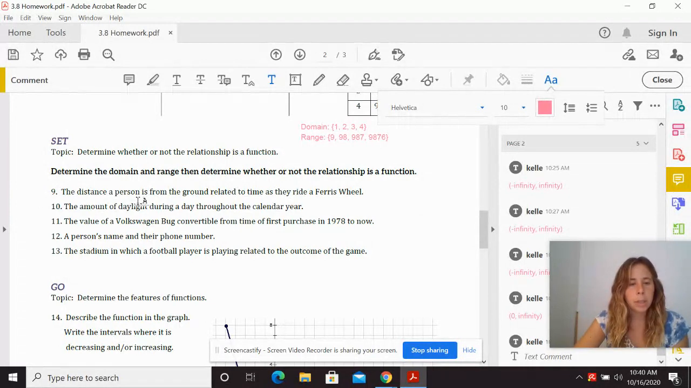So the distance a person is from the ground is related to time as they ride a Ferris wheel.